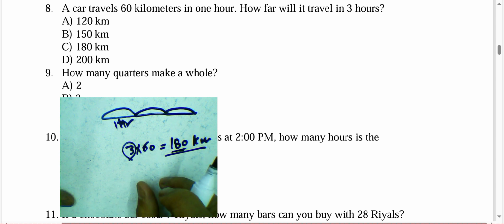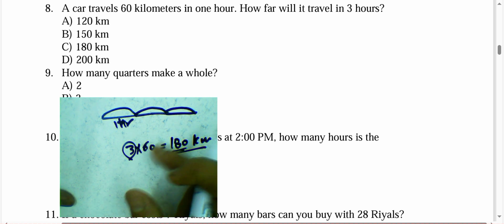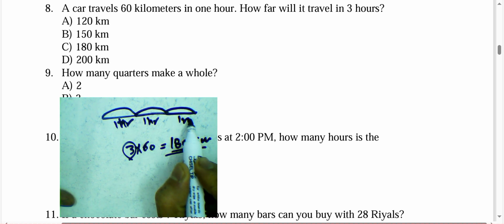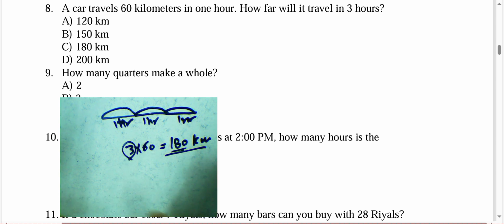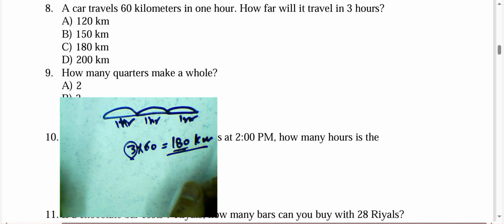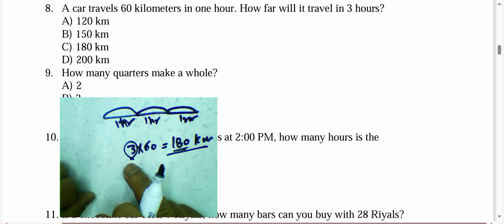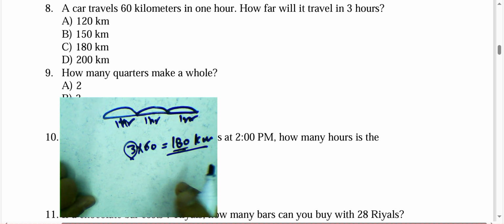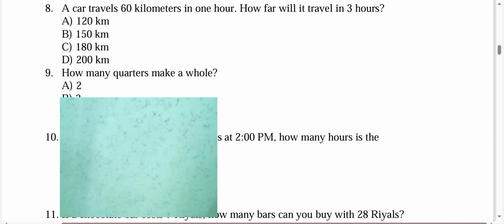Okay, again, a car travels 60 kilometers in 1 hour. How far will it travel in 3 hours? 1 hour and 1 hour and 1 hour equal 3 hours. Then to find the total distance in 3 hours, you can write 3 times 60, or 60 plus 60 plus 60. The result will be 180 kilometers.